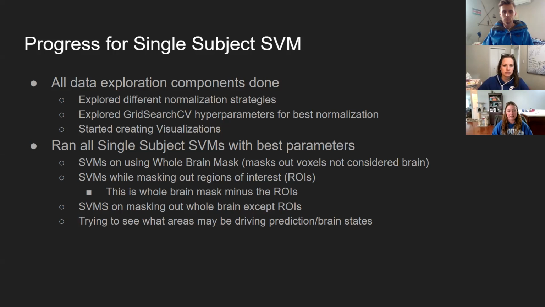I also ran SVMs masking out regions of interest. So this is the whole brain mask minus the ROIs, and SVMs masking out the whole brain except the ROIs. The reason we're doing this is we're trying to see what areas may be driving predictions of the brain states that we're looking at in real time.